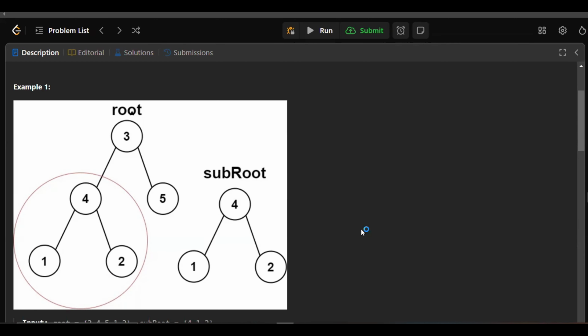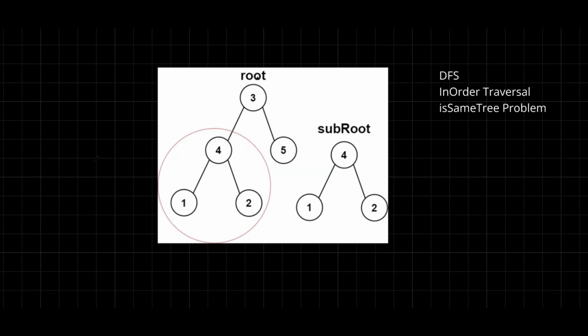Now let's move on to the algorithm. To solve this problem, you have to understand what DFS is, what in-order traversal is, and you have to solve the Is Same Tree problem of LeetCode. If these three concepts are clear, you can proceed. Otherwise, if you don't know any of the concepts, then I would recommend that you first try to learn them, or at least solve the Is Same Tree problem on LeetCode. Then after that, you can go into this algorithm.